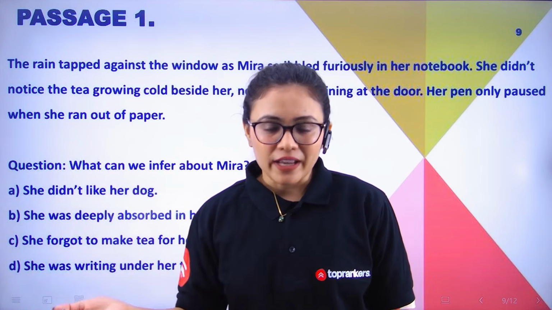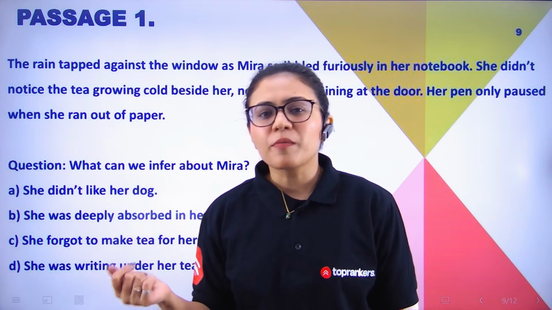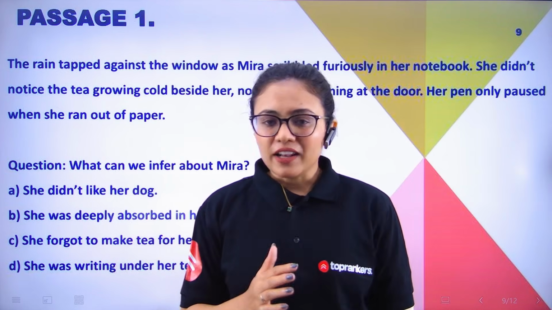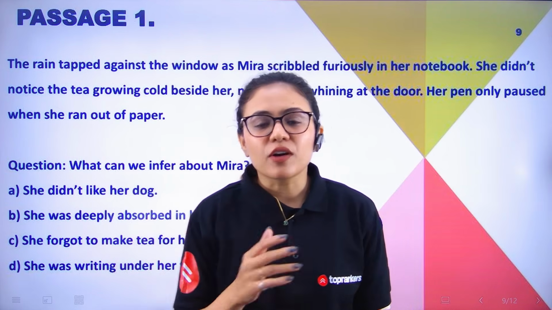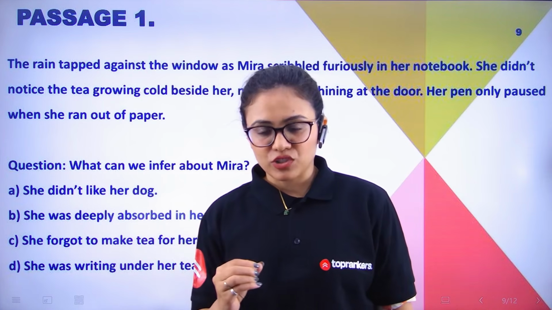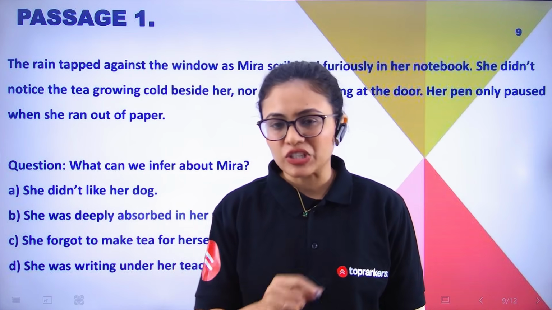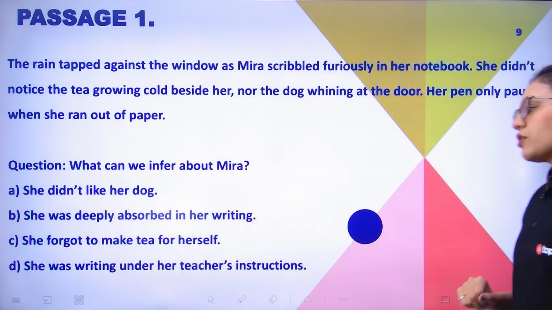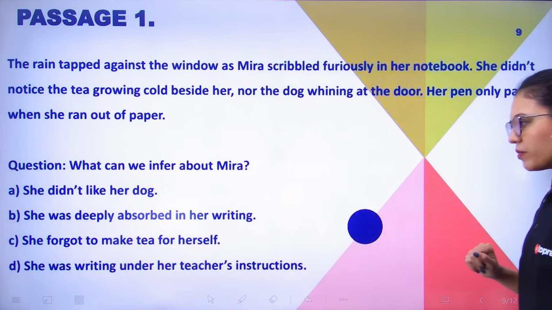The dog whines. Whines means complains or makes a sound, but she's not distracted. Her pen only pauses when she runs out of paper. That means she is totally engaged, involved in whatever she's doing. She's basically writing. Okay? Now let's look at the question here. What can we infer about Mira?